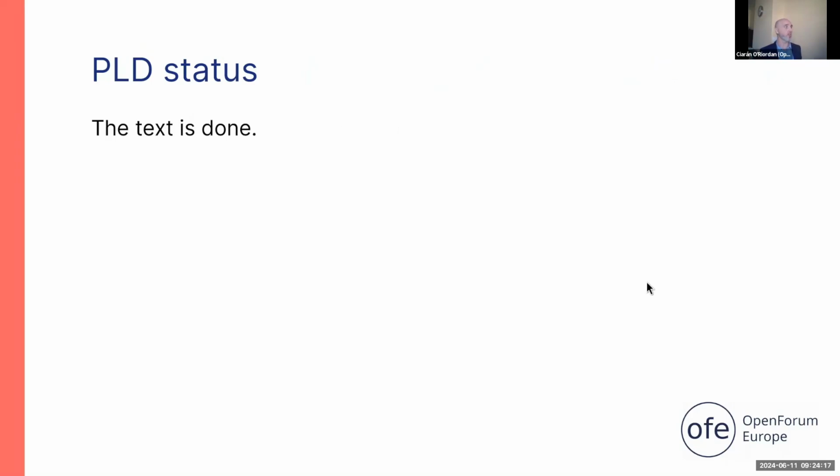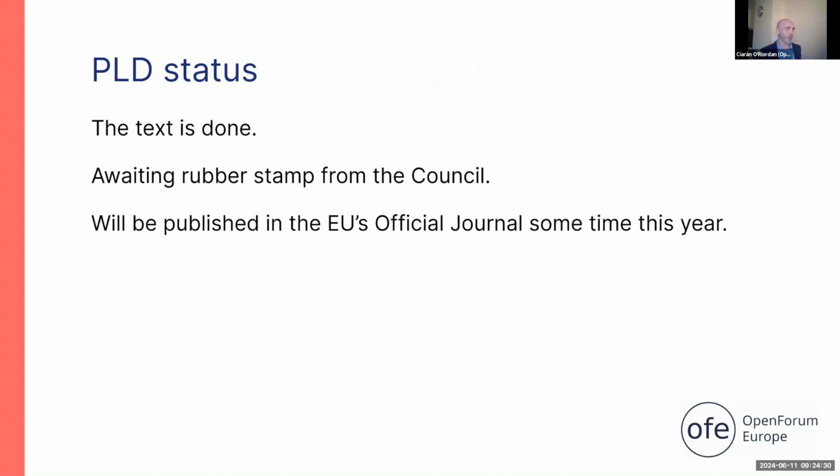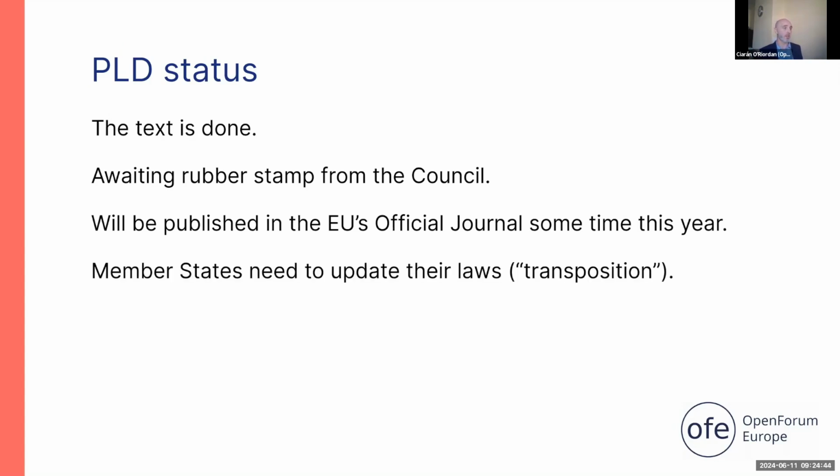So I want to discuss the actual status of the legislation. Similar to the Cyber Resilience Act, the text of the Product Liability Directive is now complete. It is still pending a rubber stamp from the Council. We expect this will happen and it will be a simple formality. Once that happens, it will be published in the EU's official journal, and then 20 days after publication, it will enter into force. However, there is also a need for the member states, the individual countries in Europe, to then modify their laws to add in what's required by the Product Liability Directive.